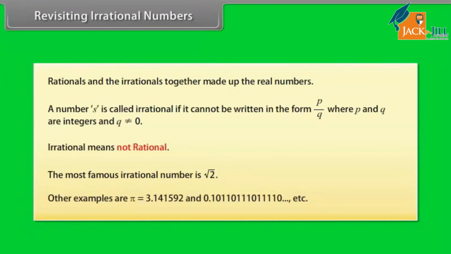Other examples are pi, which is equal to 3.141592, and 0.1011011101110 and so on. Theorem related to irrational numbers.